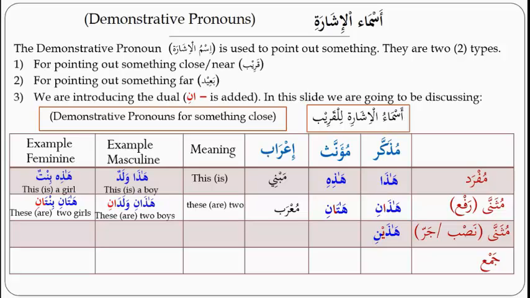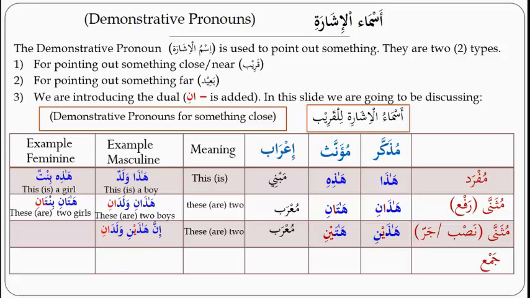Every single asma that changes from rafa to nasb or jar, it just changes the alif to a ya, and in the other case, hataini, right? Same thing. The alif changes to a ya. Hadaini and hataini, and both of them are mu'rab because they are in the state of nasb and jar with a ya. The ya is that indication, right? Don't worry about it too much if it is too technical for you. Inshallah, we are going to continue to repeat this so that you will be able to learn it, inshallah.